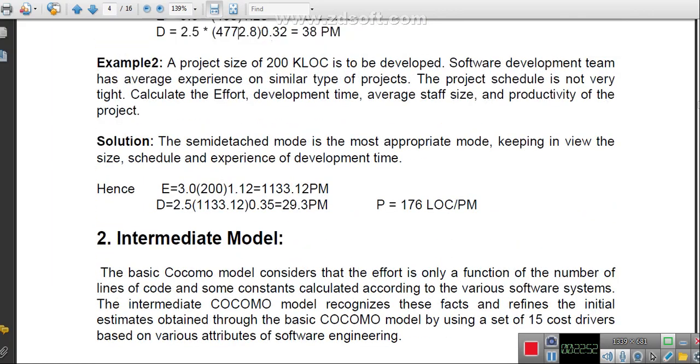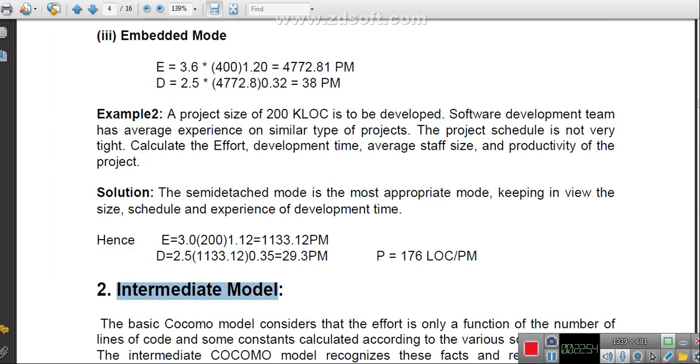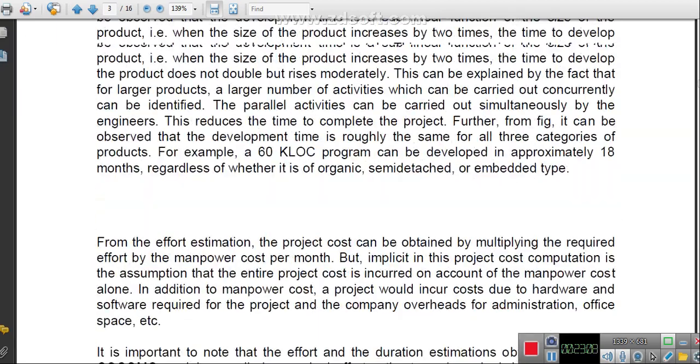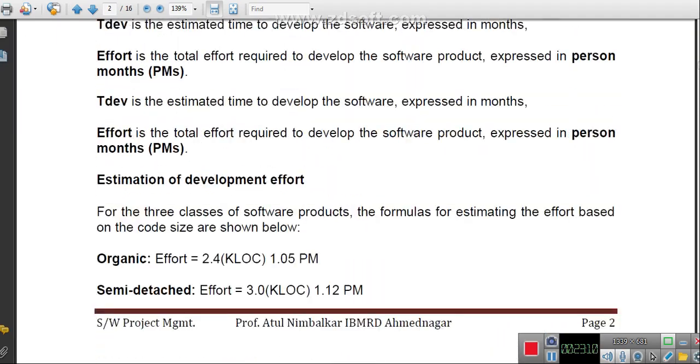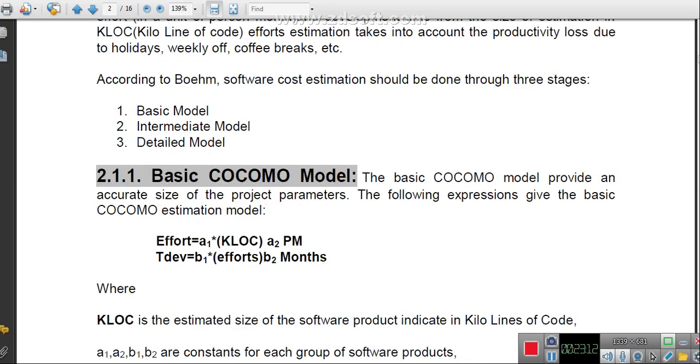then second stage, intermediate model है कि नहीं. कॉस्ट को या एफर्ट्स को हमें कैलकुलेट करने के लिए करना है. तो there are 3 stages. फर्स्ट वन बेसिक मॉडल, सेकंड वन दैट इज इंटरमीडिएट मॉडल, एंड थर्ड वन दैट इज क्या है? थर्ड मॉडल बताइए फास्ट. डिटेल्ड मॉडल. Detailed model, basic model, intermediate model and detailed model.